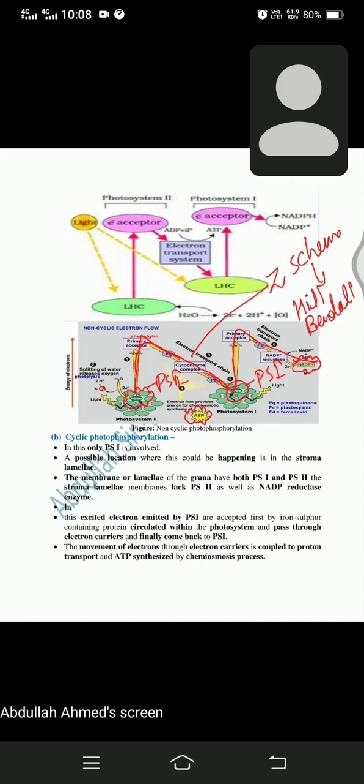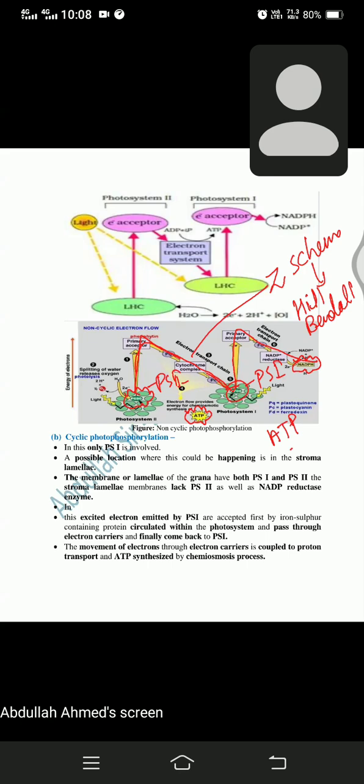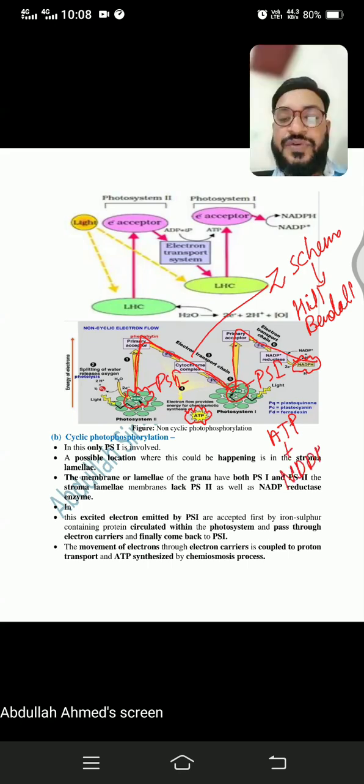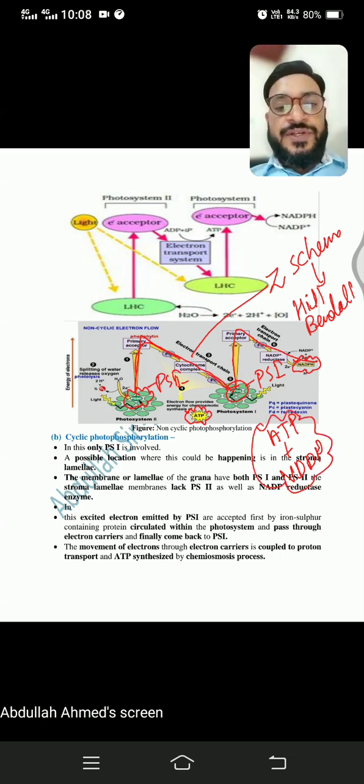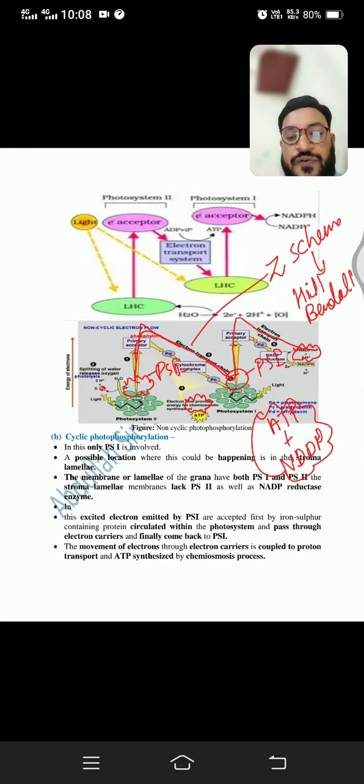So what are the products of the non-cyclic pathway? ATP plus NADPH. That's all. So this is called non-cyclic photophosphorylation. The next topic is cyclic photophosphorylation.